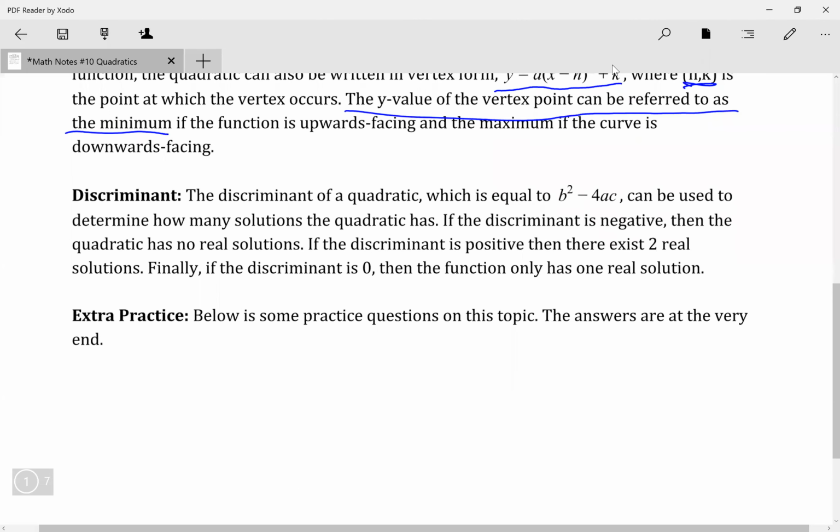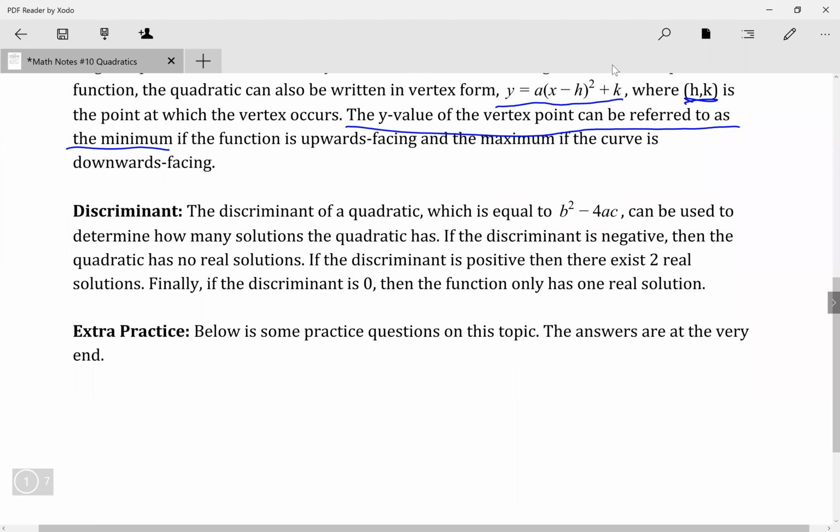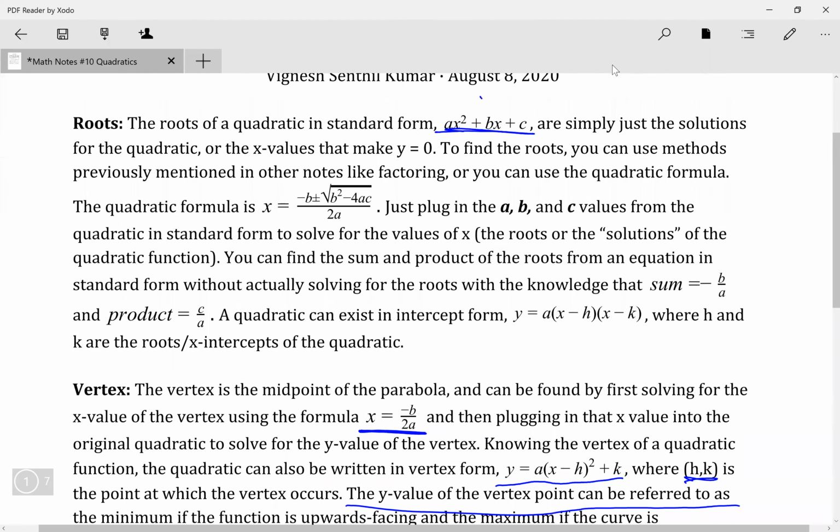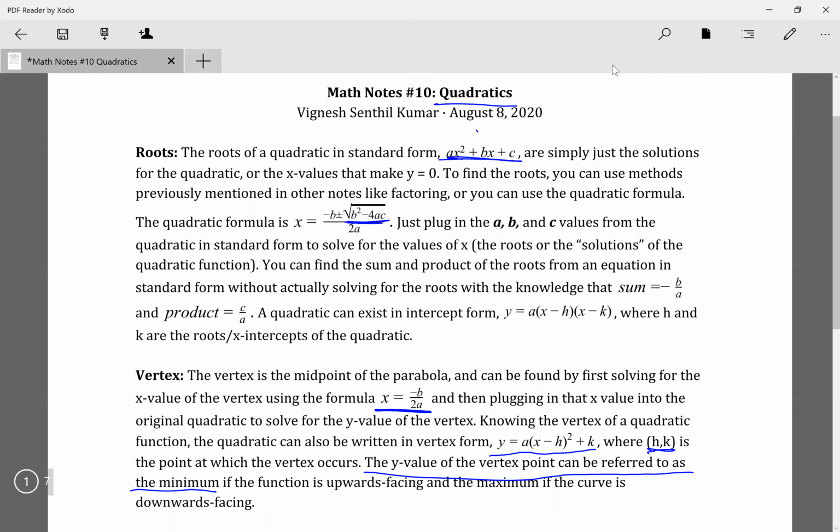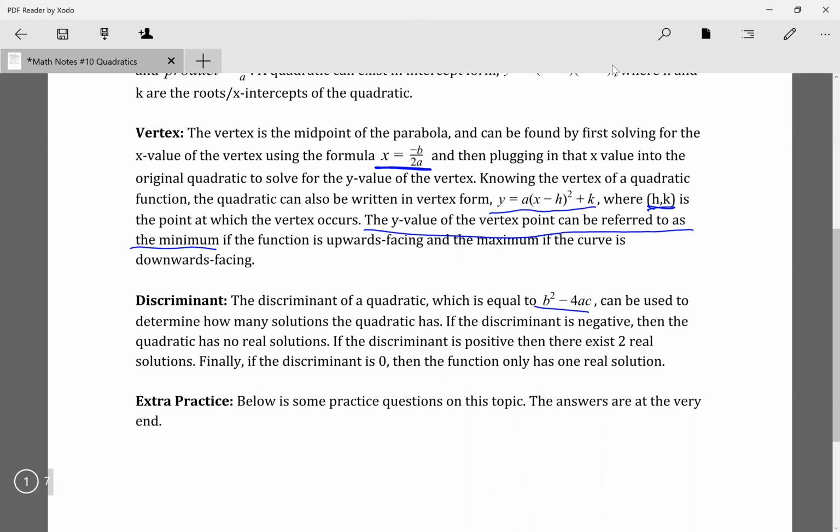Next, we have the discriminant. The discriminant is b squared minus 4ac, which you may recognize because it's the part of the quadratic formula under the square root. If b squared minus 4ac is positive, then you have two real solutions. If it's negative, then you have zero real solutions. And if it's zero, then you have one real solution. So you can use the discriminant to find how many solutions there are without actually solving the equation.